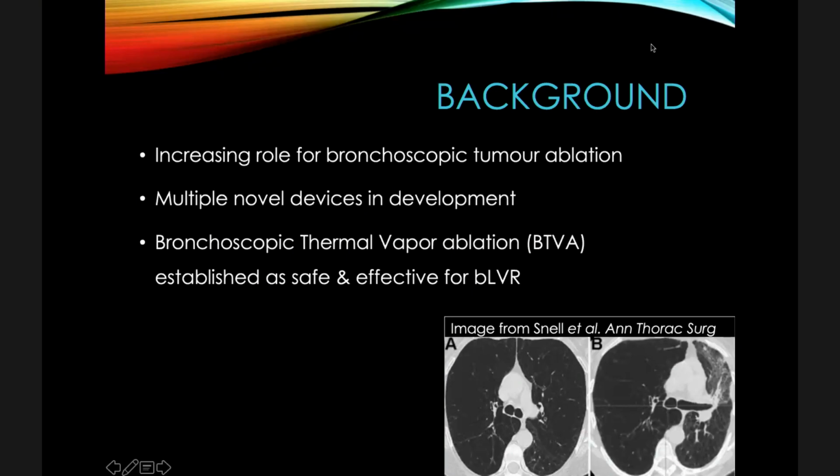So by way of background, we all obviously know that bronchoscopic tumour ablation has growing interest and that there are a number of devices in development. All of these are newly developed devices for treatment of ablation of peripheral lung cancer. However, bronchoscopic thermal vapor ablation has been established for many years now, given it was initially used quite successfully for bronchoscopic lung volume reduction. And so the concept of delivering vapor ablation to a large extent of lung parenchyma is not new, and the safety profile of this is relatively well established.